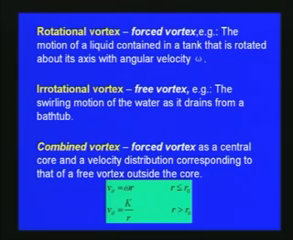And then there can also be a combined vortex. A forced vortex with a central core and a velocity distribution corresponding to that of a free vortex outside the core can be described as a combined vortex. Out of these, in potential flow we will mainly be dealing with the irrotational vortex, which is one of the basic potential flows.